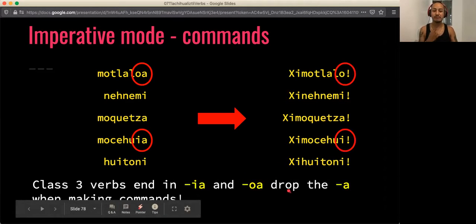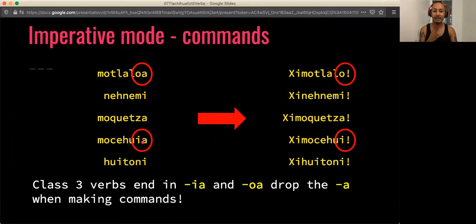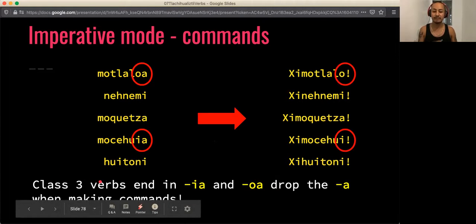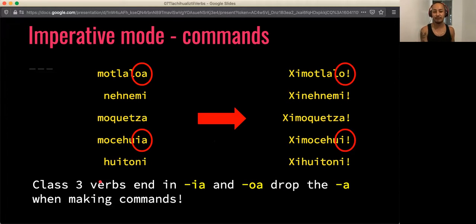Okay, so those verbs that I pointed out that end in OA and IA, right now you don't know this, but you will know this eventually. Those verbs are called class 3 verbs. Those class 3 verbs, you're going to drop the A whenever you're making commands. And you'll notice later, probably in course number 2, that these class 3 verbs tend to drop the A in every other tense except the present tense.